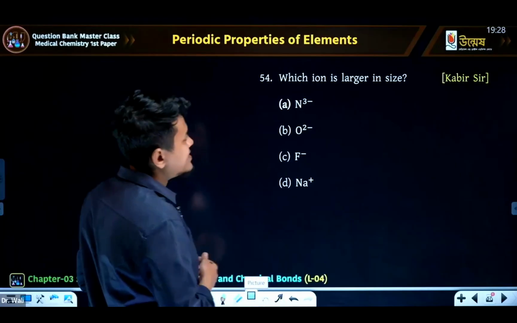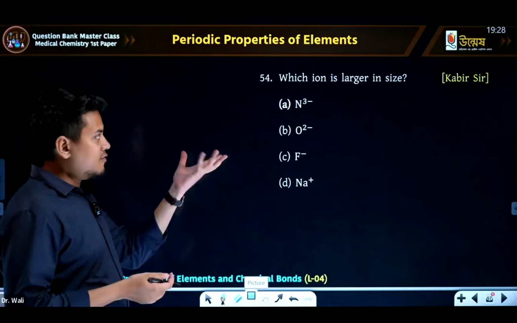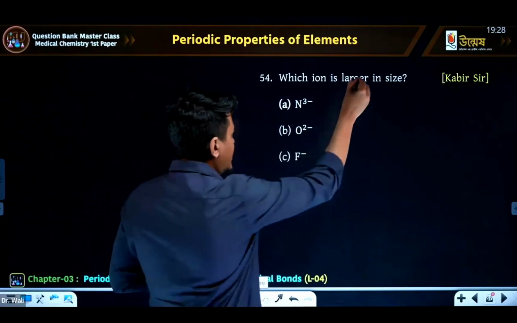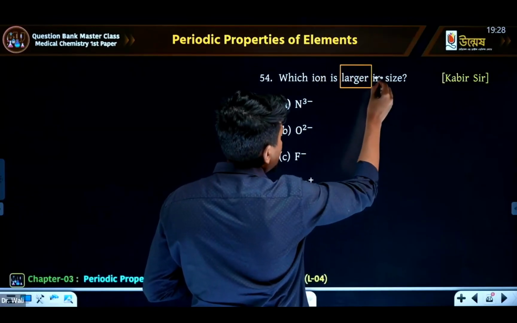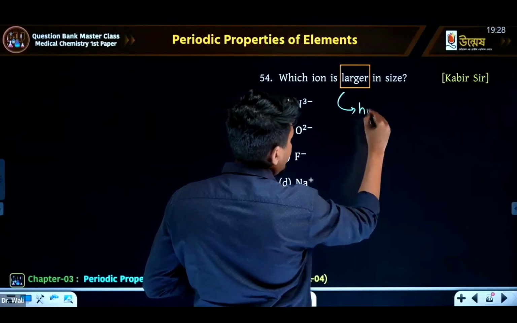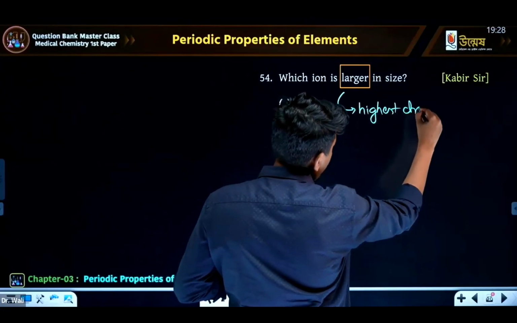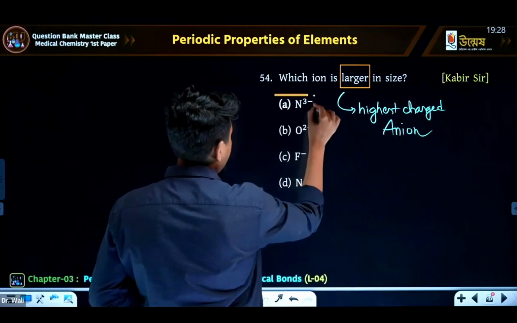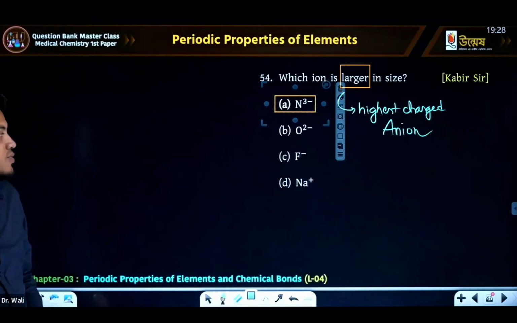Okay, this question asks which ion is larger in size. As we can see, there are ions of different charge. There is the sodium ion, which is positively charged, and there are negative ions as well. We know the larger one should be an anion, the highest charged anion. So here the answer will be nitrite. Okay, let's move on to the next question.